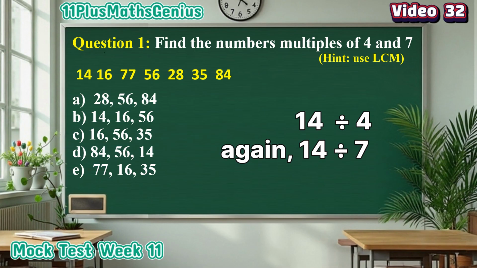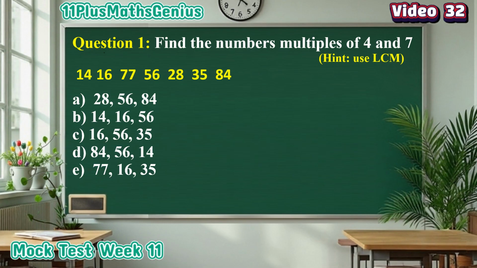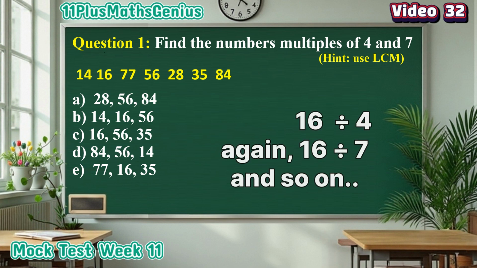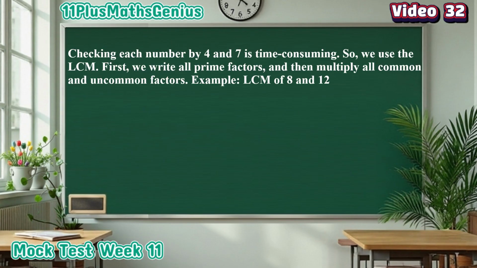So 14 can't be divided by 4, and so on. But it's just too long. In other words, checking each number by 4 and 7 is very time consuming. So what we do is we use the LCM, also known as lowest common multiple.